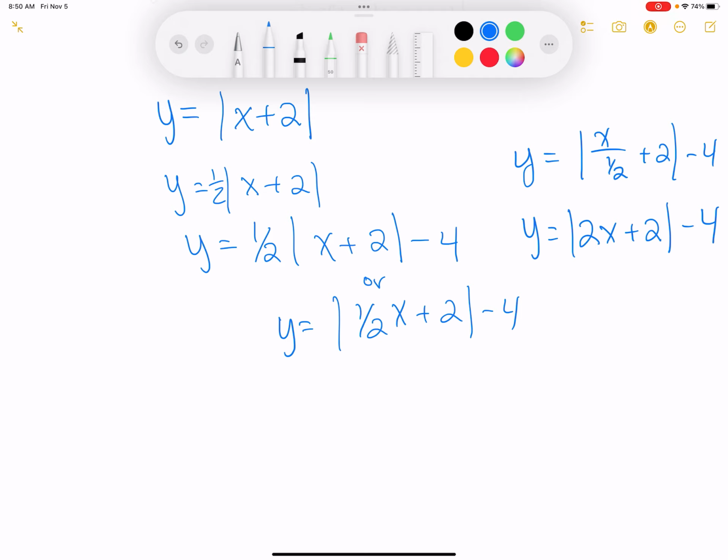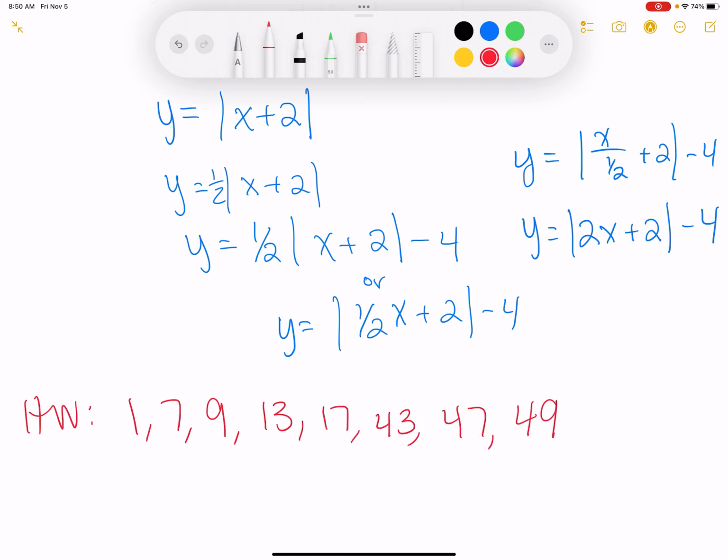Okay, so your problems are 1, 7, 9, 13, 17, 43, 47, and 49. Let me look. I'm pretty sure 47 and 49, if you checked your answer, you would get the same thing that the book has, because it's just the horizontal ones that are weird for the shrink and stretch, technically. And this is due on Monday. Yes.